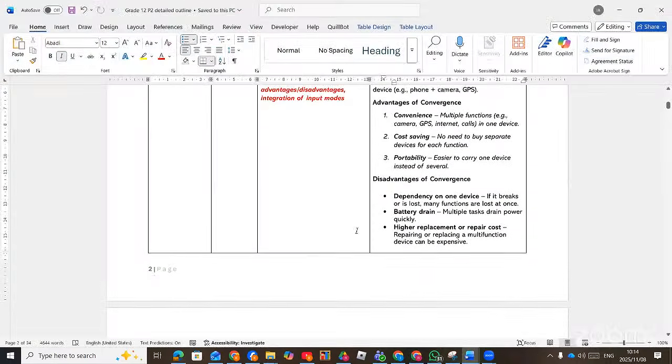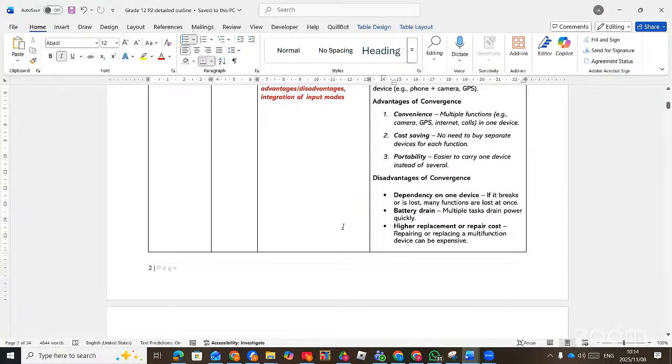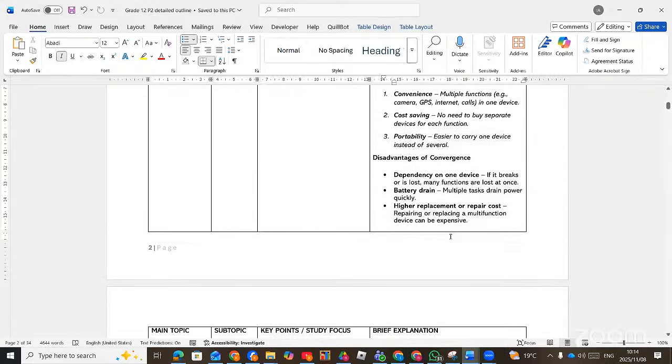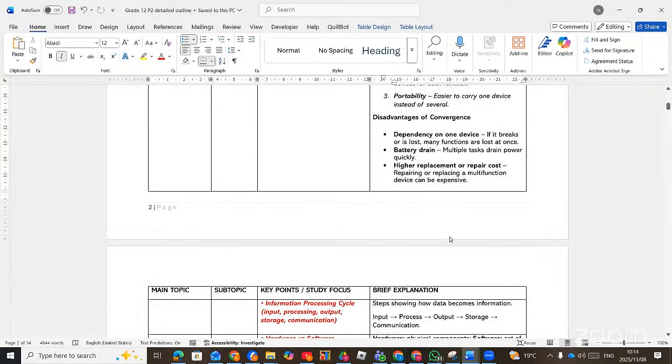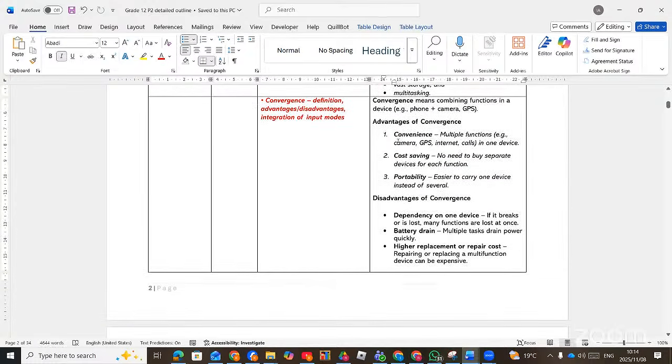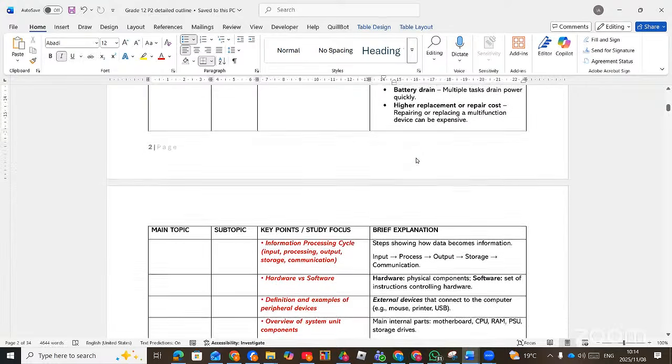Right, now let's move on to the disadvantages again. Battery can be drained. That's multiple tasks draining the power quickly, and then replacement cost. If you are going to replace these convergent devices, they are also expensive. Right, so these are the disadvantages. You must know at least two advantages and two disadvantages, as well as the definition of it.